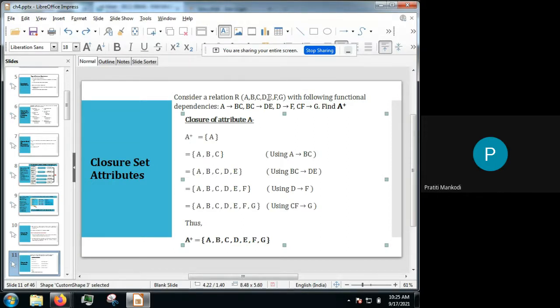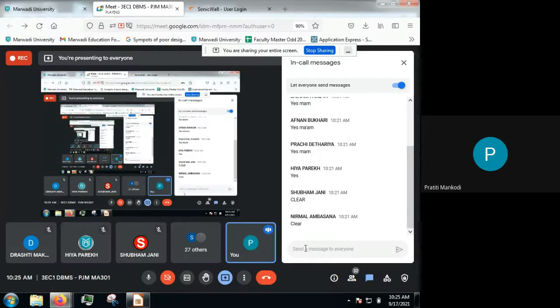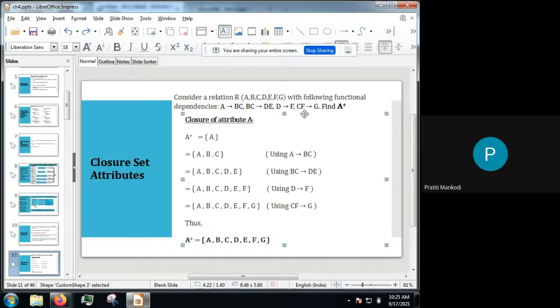Yes, online students, I hope you are getting it. Give me the closure of BC, then E and CF. Only B. What came for CF? Only CF. Only CFG. Now CFG is not in the determinant part of any other FDs. So CFG. Right? Only B.